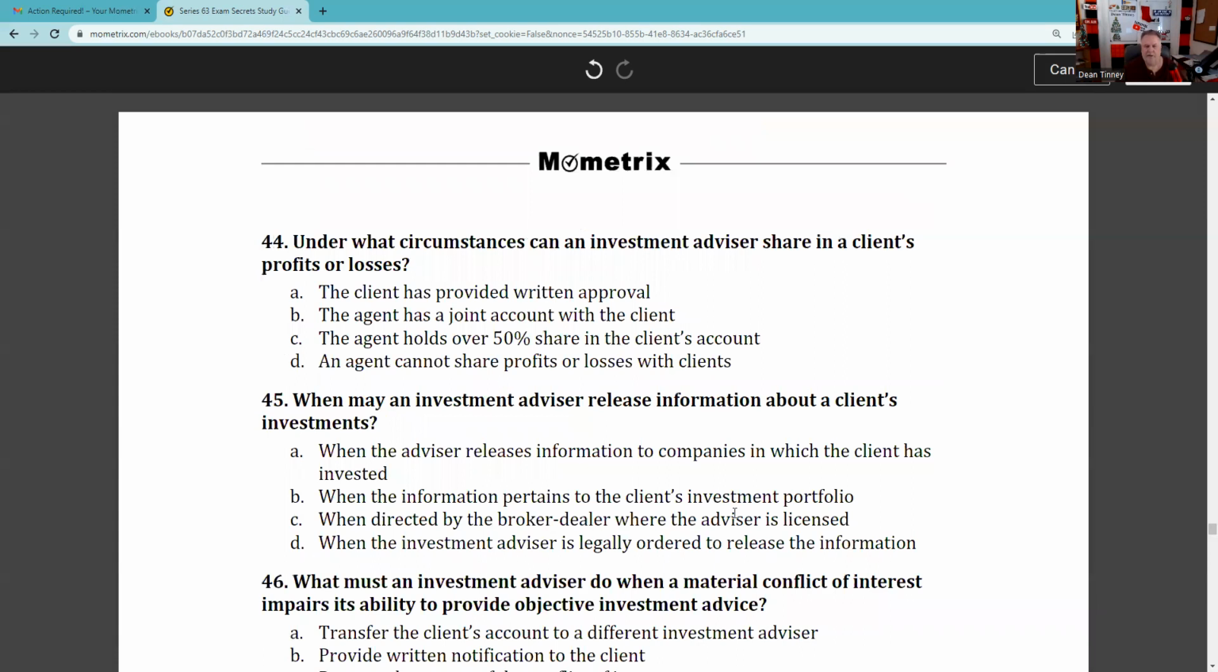Under what circumstances can an investment advisor, keyword, be careful on the test. This is not about a broker dealer. It's about an investment advisor sharing in a client's profits or losses. The client has provided written approval. The agent, that means broker dealer. So you're an agent of a broker dealer, and it looks like from the question the setup is you're also representing an investment advisor. So agents of broker dealers can share in customer accounts with proportionate capital and principal approval. And so the answer here is B, as in boy.